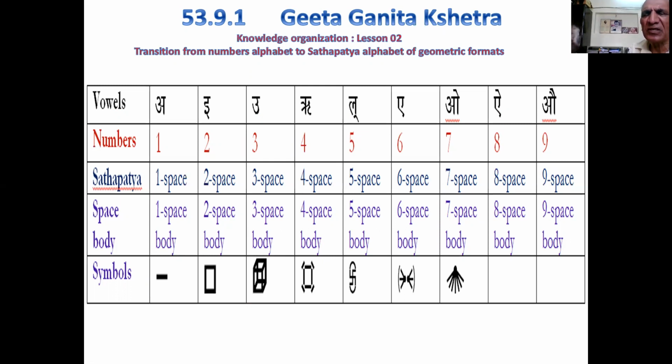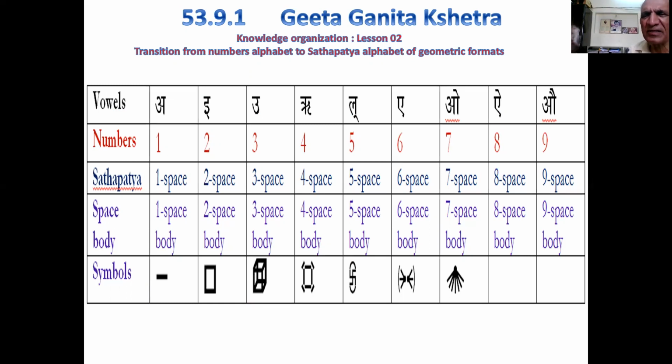As per this feature, the letters alphabet is unified with other formats like the numbers, geometric formats, and all that. Today, we are at lesson 2. Lesson 1 has focused upon conversion of the letters alphabet into numbers alphabet. Today, in continuity, as a second step, we are focusing upon a transition from numbers alphabet to Sathapatya geometric formats alphabet.